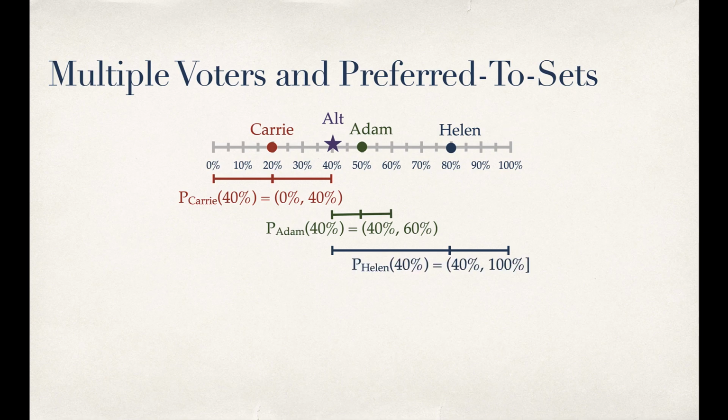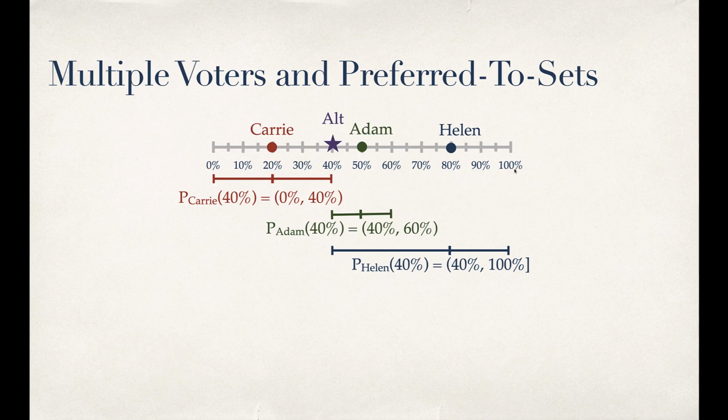So for Helen, the preferred-to set, let me say it the right way, the preferred-to set of Helen for the alternative 40 is everything between 40% and 100%. 40% is not included. That is one of the indifference points. The other indifference point would be, let's see, it would be 120, but we can't go there. So we list 100. That's as high as we can go.